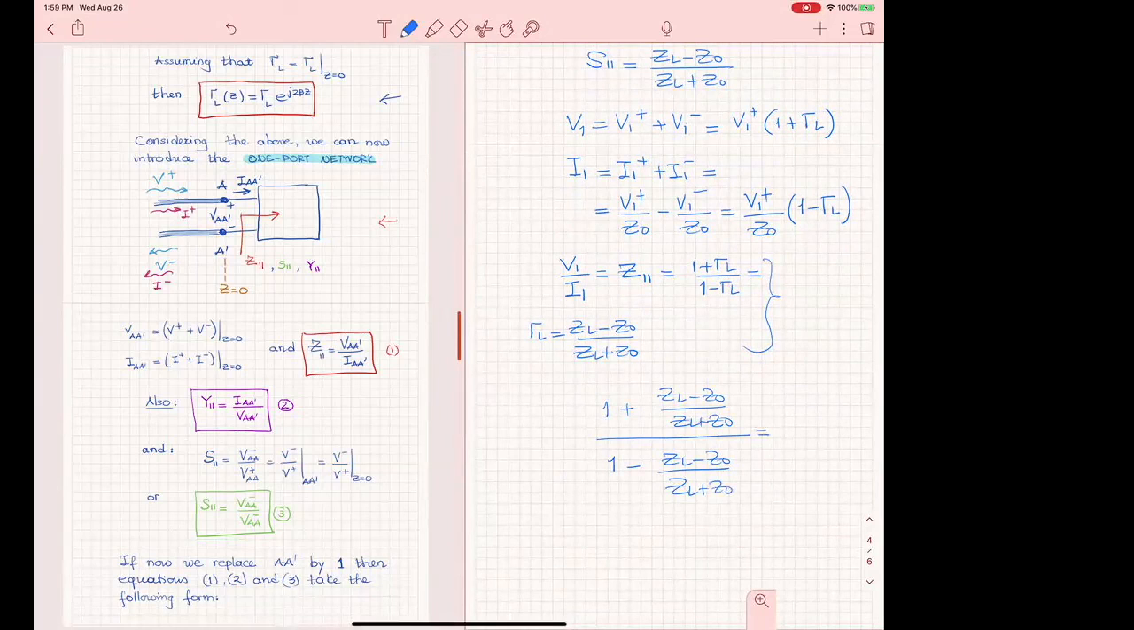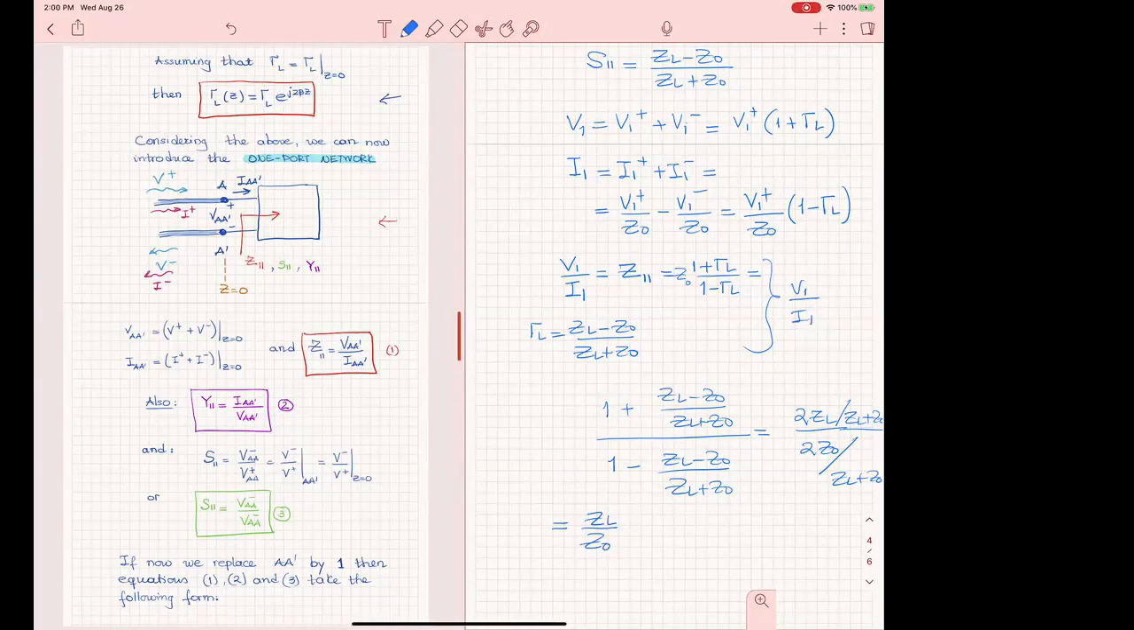What does that give? It gives 2ZL divided by ZL plus Z naught in the numerator, and in the denominator we have 2 Z naught divided by ZL plus Z naught. And what is this going to give us? ZL minus Z naught, ZL plus Z naught, and here ZL plus Z naught minus ZL plus Z naught. So this gives us ZL over Z naught. And therefore V1 over I1, I left a Z naught out, so it's going to be times Z naught.